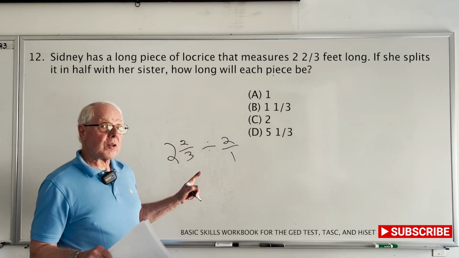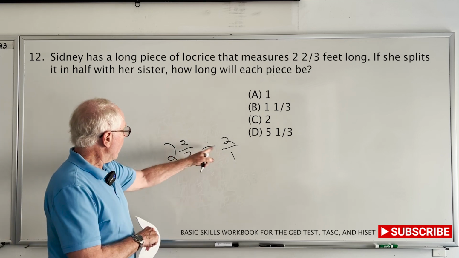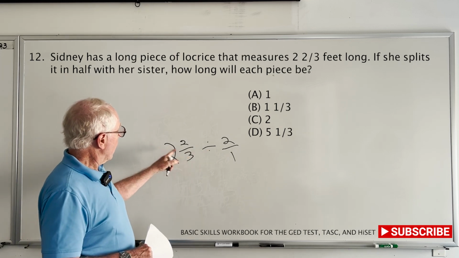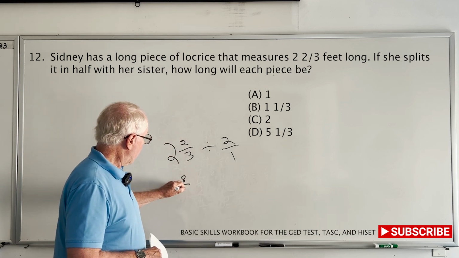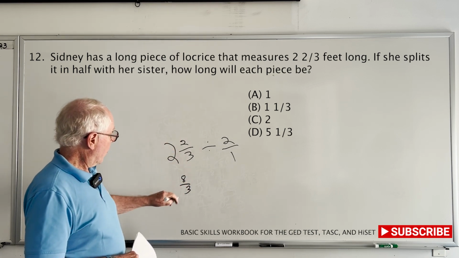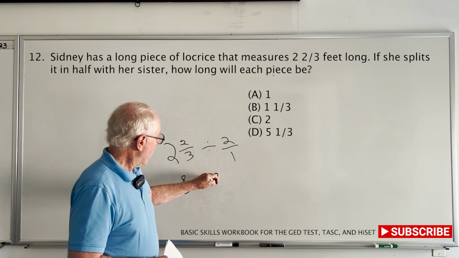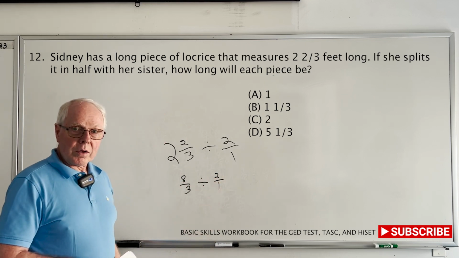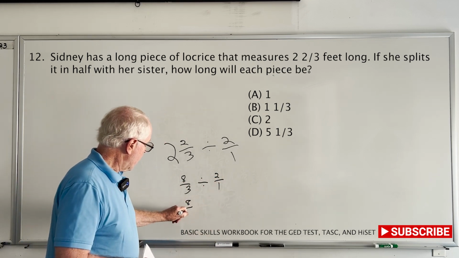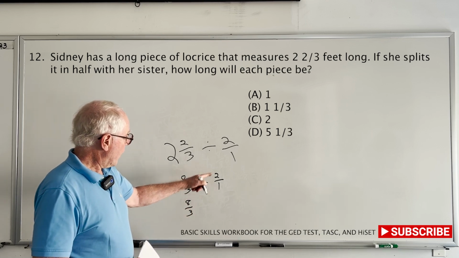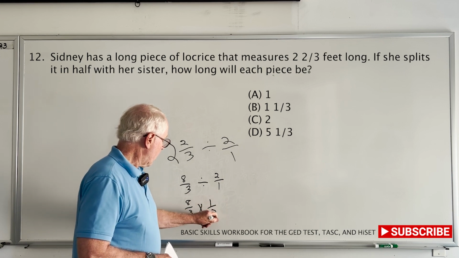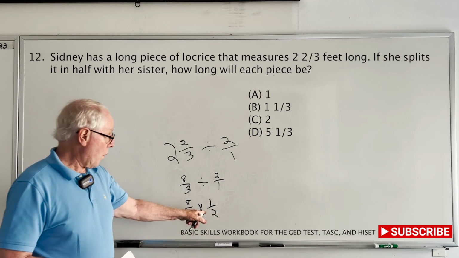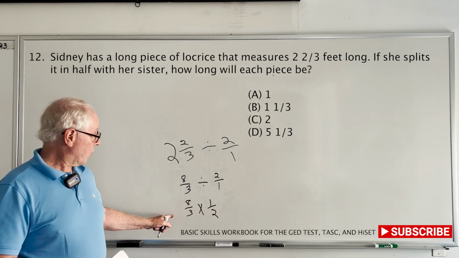So this will kind of make the point we made a couple of times before. Well, let's get rid of this mixed number first. 2 times 3 is 6, plus 2 is 8, so 8/3, that's the same as this, divided by 2 over 1. And again, 8/3 divided by 2 is the same as 8/3 times 1/2. In other words, we want to know what's 1/2 of that big piece of licorice.